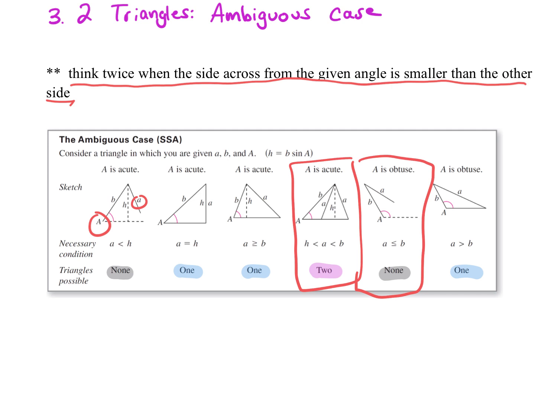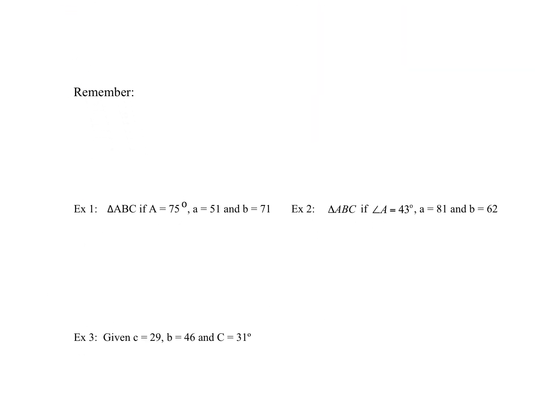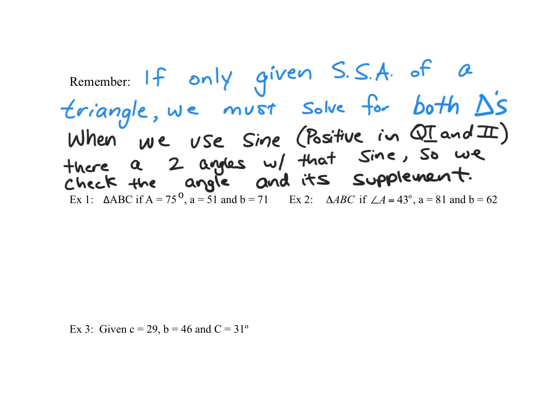So everything is okay in these three cases because we can only form one triangle. In the other cases where a is smaller than side b, we have to be careful. We may have no triangle and we may have multiple triangles. All right, here's what we need to remember. Figured writing it out ahead of time would save us some confusion. So if we are only given the side-side-angle of a triangle, we must solve for both triangles if possible.